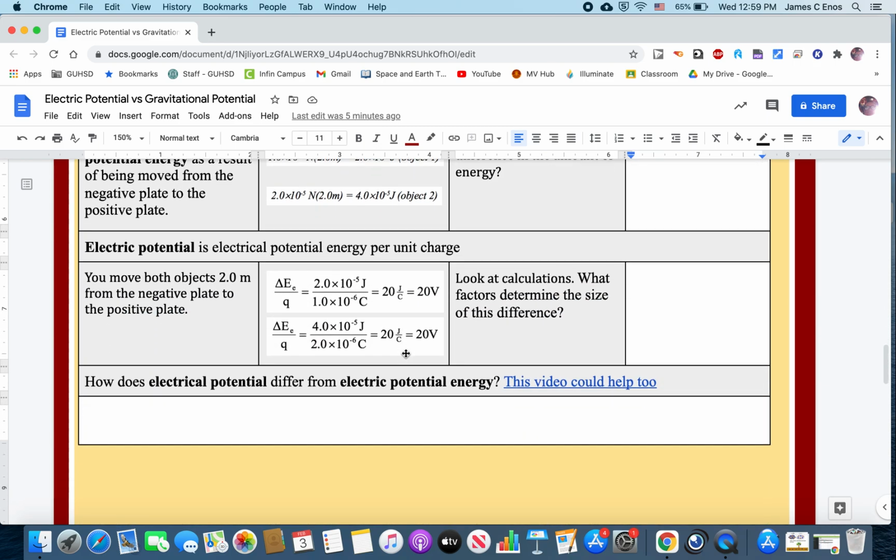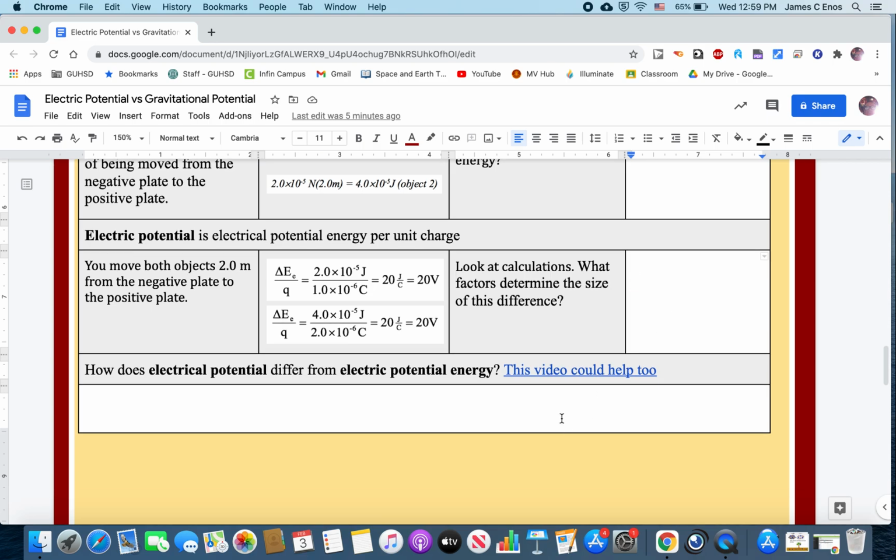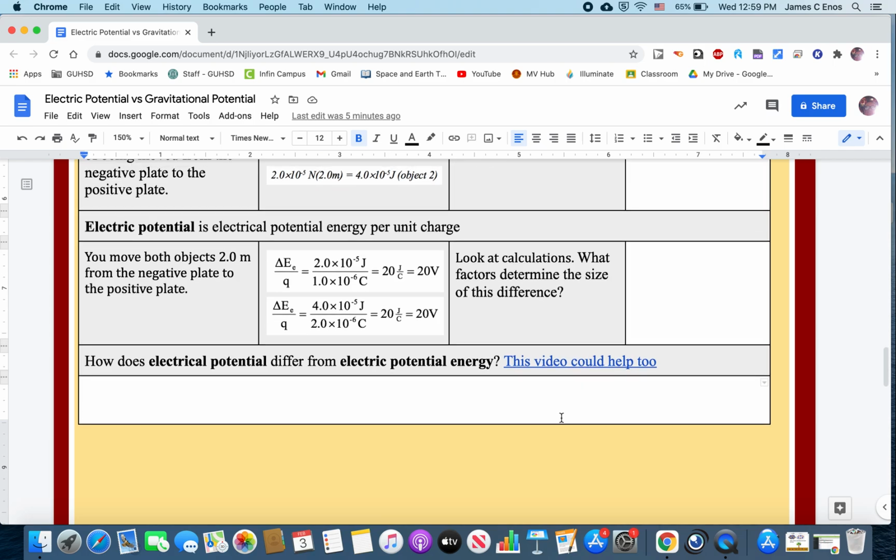And then calculating this electrical potential energy. Once again, this is showing the calculations. I just want you to tell me what factors determine the size of this difference. And then, how does electrical potential differ from electrical potential energy?